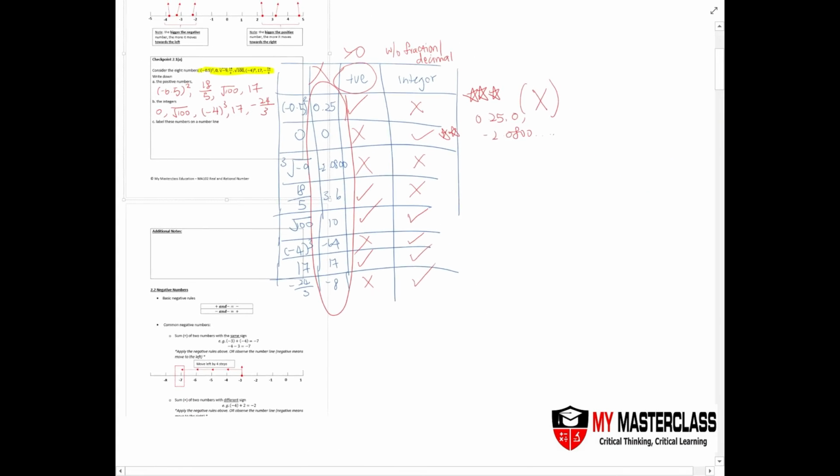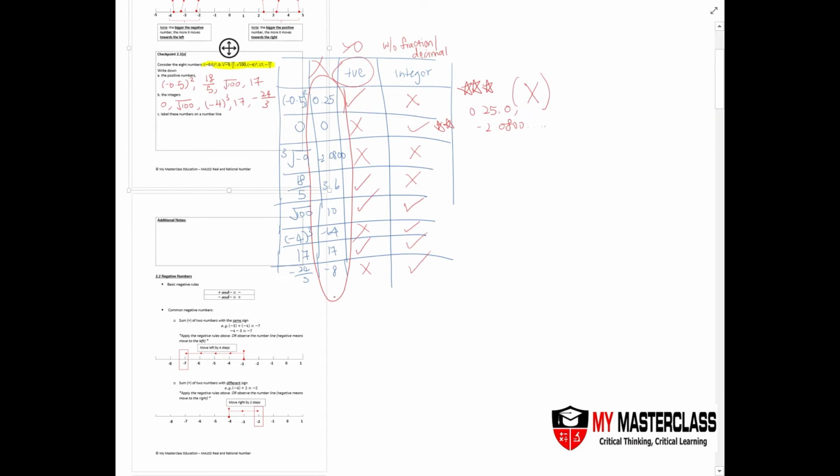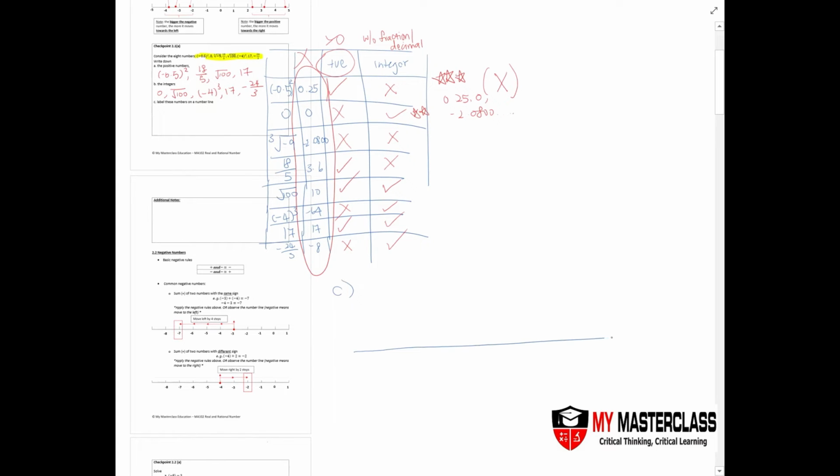Okay, so now let me scroll it downwards. Let's refer to the chart here, so it's easier for you, okay? So part C, they ask you to label a number line. Now, there are a few things that you need to take note of when you label a number line. Always indicate your 0. Always give a portion for your negative numbers and a portion for your positive numbers. This is important. Okay, so label your numbers accordingly.